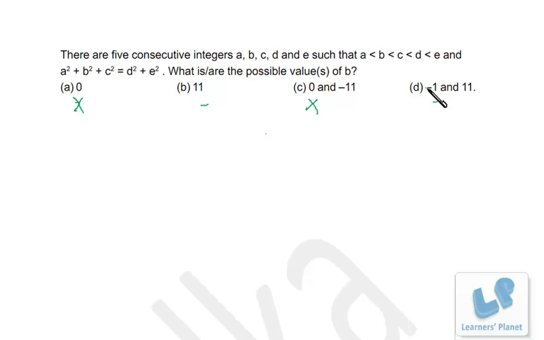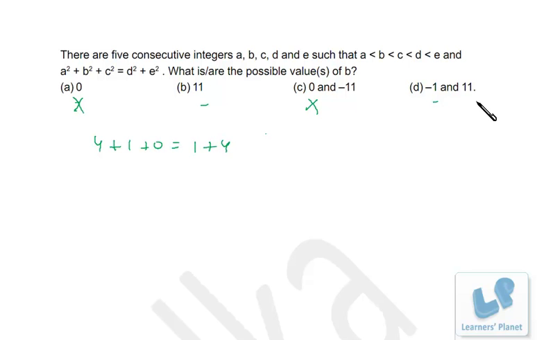Now let's try by -1. Suppose I put the value of b as -1, then a will be -2, so a square is 4, plus 1. Then c will be 0, d will be 1, so d square will be 1 and e square will be 2 square, that's 4. So the relationship is satisfied. That means the possible value of b is -1, that is for sure. Now we don't have even a single option where only -1 is given, so we need to choose option D.